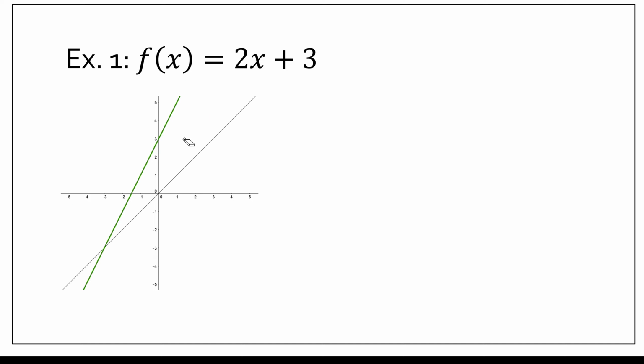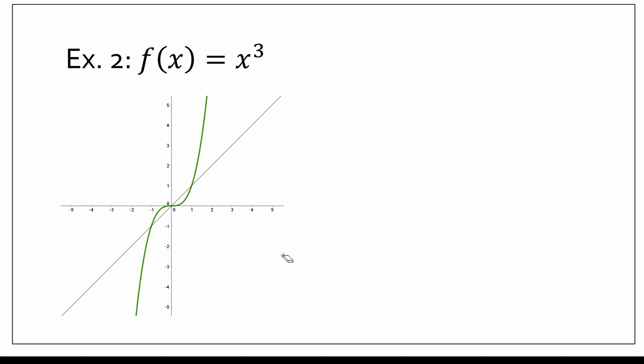So here's our function. It's 2x plus 3, and look, it passes the vertical line test, because every time I pass a vertical line through it, it hits this line just once, meaning that for every x, there is just one y. So this is a function. We're going to be looking at three functions. This is the first one.